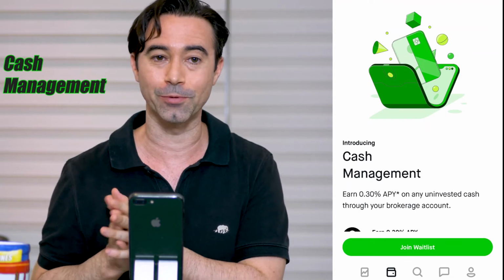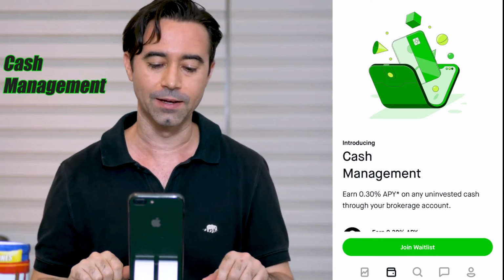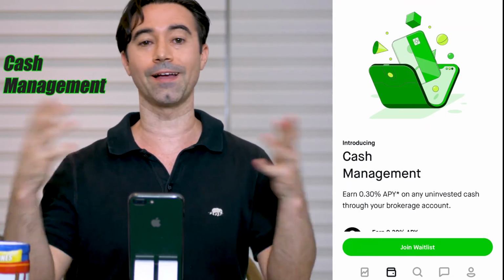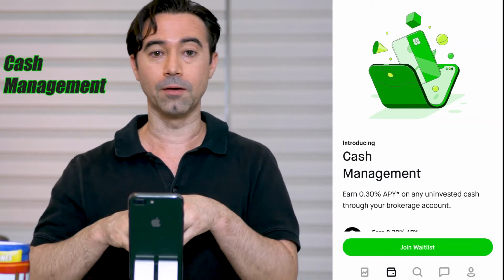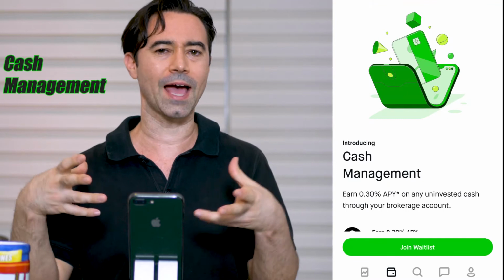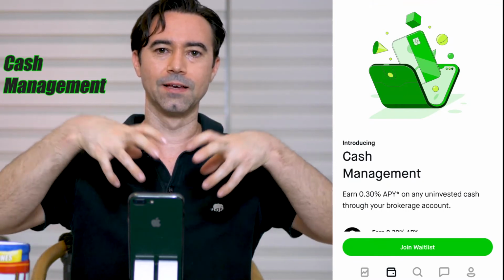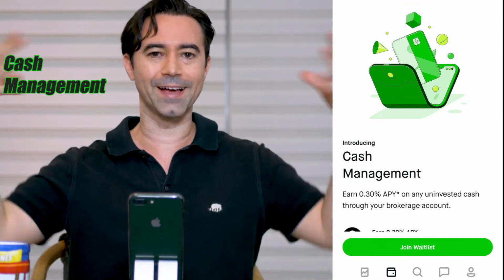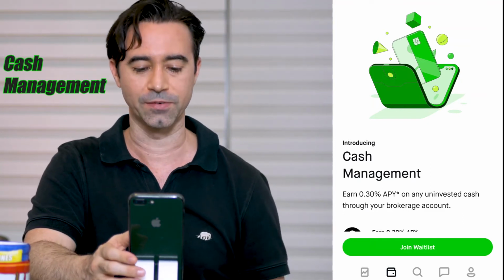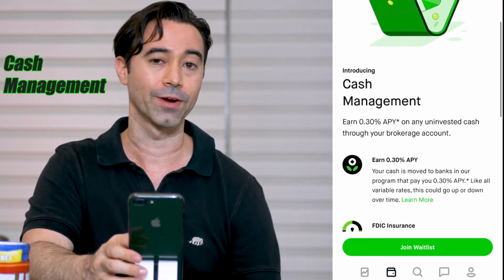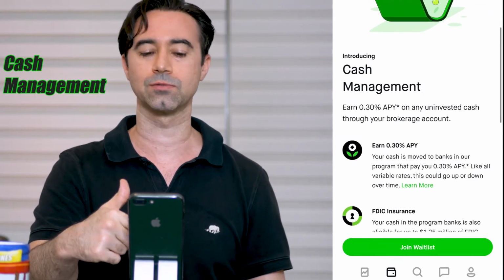Ally Bank, for example, has a very high interest rate, which is an online bank. It's not a brick and mortar bank like Bank of America either. So these companies that don't have as many assets and all of the overhead and things like that are trying to add a little incentive by giving you higher rates. And so Robinhood's trying to do that.